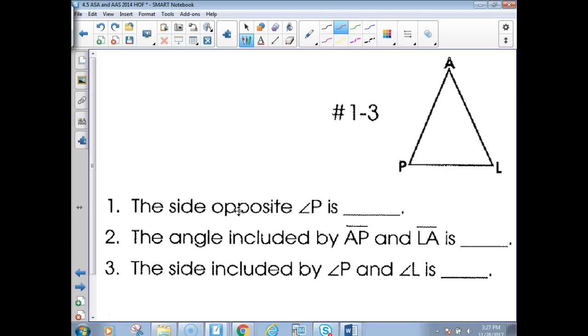A side, of course, is going to be a segment, all right? What side is across or opposite angle P? AL. Okay, so that would be segment AL. What's the angle included by AP and LA? Well, it's up here, angle A. So that's the kind of questions you're answering on this page. You need to finish the packet. And I'm going to see what questions you might have before I collect some of these packets this week.